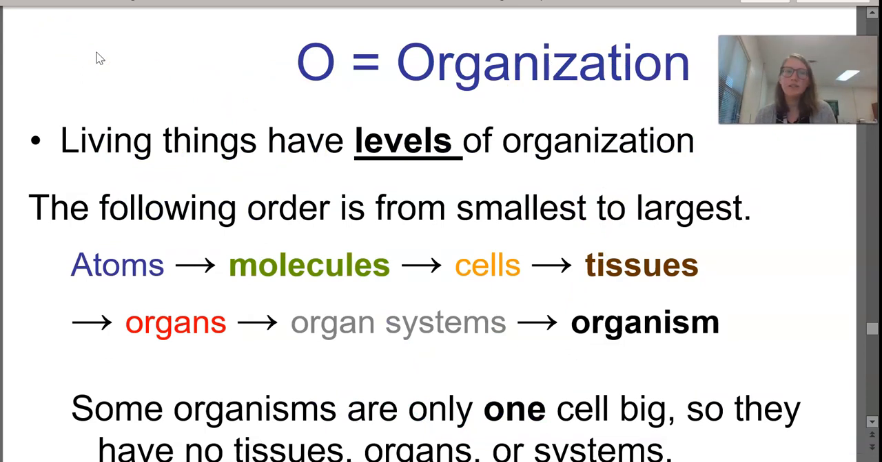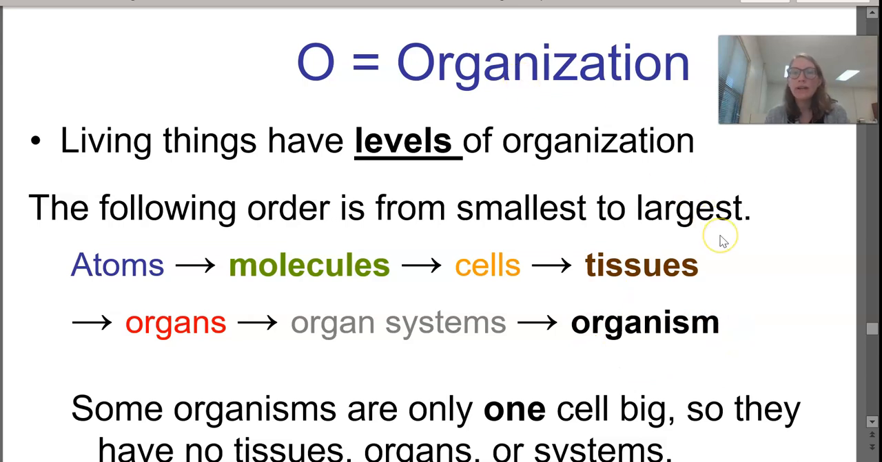Okay, our next. So that was H, homeostasis, and now we have O, organization. Living things have levels of organization. So usually we follow this order. Atoms, a lot of atoms organize into molecules. Molecules form into cells. And we'll get to the C later in Hogrecr, and you have to have at least one cell to be considered living. A lot of cells come together to form tissues. A lot of tissues come together to form organs. Organs form together to form organ systems. And then eventually you have an organism.